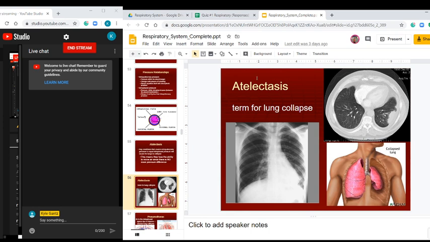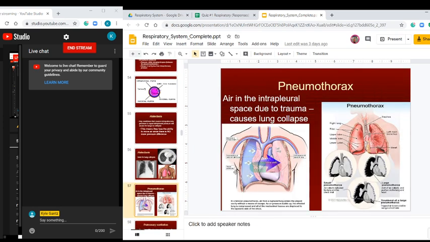Okay? And there's many different things that can cause this, but one of the things is a pneumothorax, right? Where we get air in the interpleural space. We get air into that space that's normally supposed to be 4 millimeters of mercury less. We get air introduced into that space, and it's usually done by a trauma.